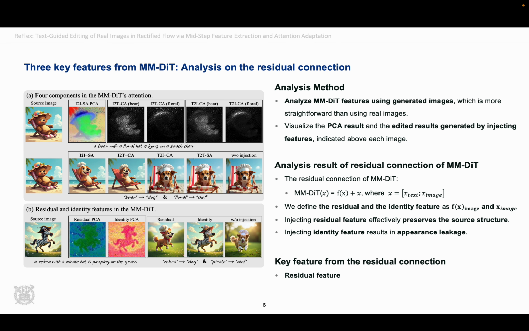We also analyzed the residual connections in MMDiT. Specifically, we divided them into 2 components: the residual feature computed within the current layer and the identity feature carried over from the previous layer. Our analysis revealed that the residual feature effectively captures the structural information of the image and can be utilized for editing, whereas the identity feature also contains appearance details, making it less suitable for editing purposes.